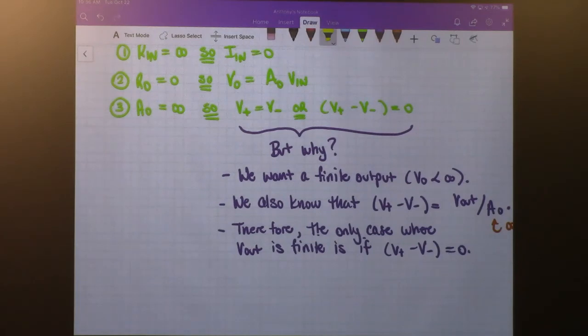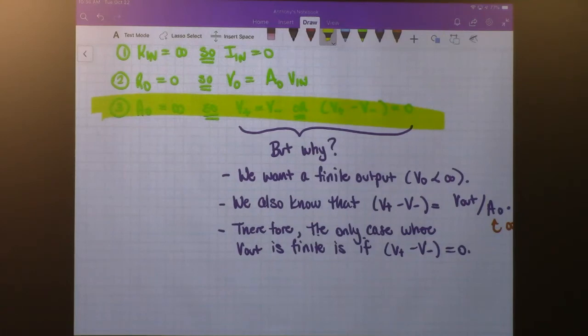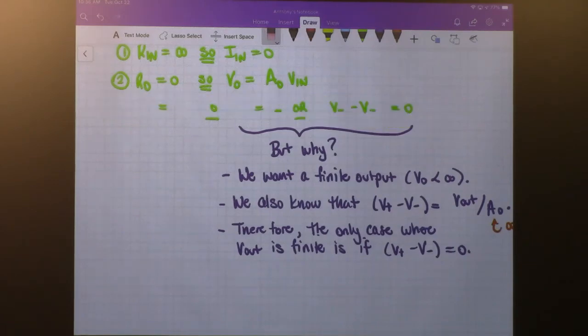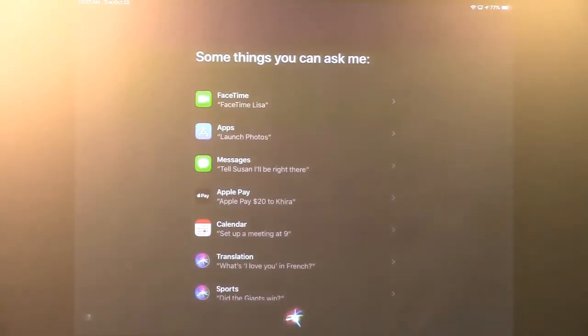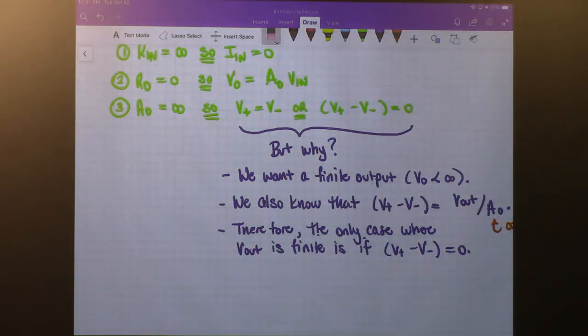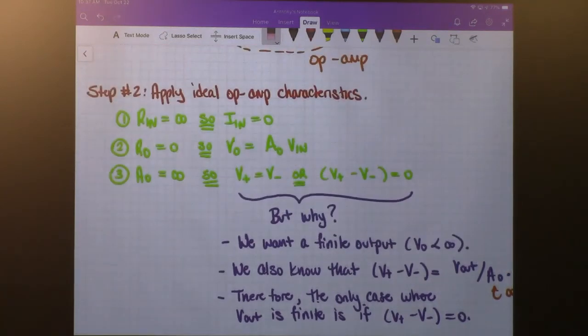So this third expression here is a side effect of two sort of mini assumptions, and they're all written in the purple. We want a finite output, and we know that the gain is infinite. All right, so those are the three assumptions or three ideal characteristics that we can use.